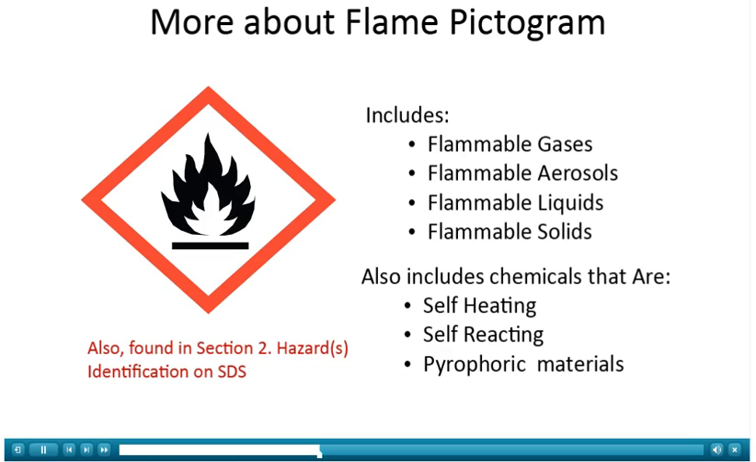More about the flame pictogram. It includes all readily combustible substances and mixtures. Subcategories found under the flame pictogram include flammable gases, aerosols, liquids and solids that can burst into flames easily. Also listed under the flame pictogram are self-heating, self-reacting and pyrophoric materials.